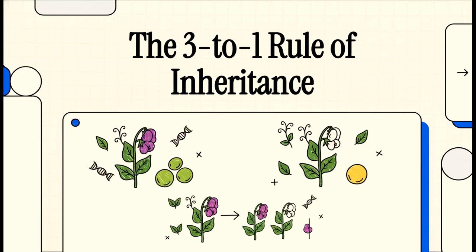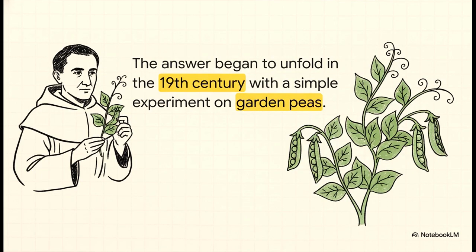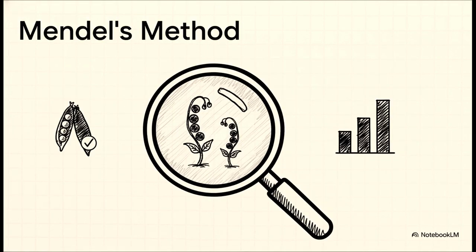Today, we're digging into a basic rule of genetics, all thanks to Gregor Mendel and his garden. Ever wonder why siblings can look so alike, yet so different? Well, it all comes down to genetics. Yep, the whole thing started back in the 19th century with a monk and some simple pea plants. His method was brilliant. He just focused on one simple, clear trait at a time, like height.